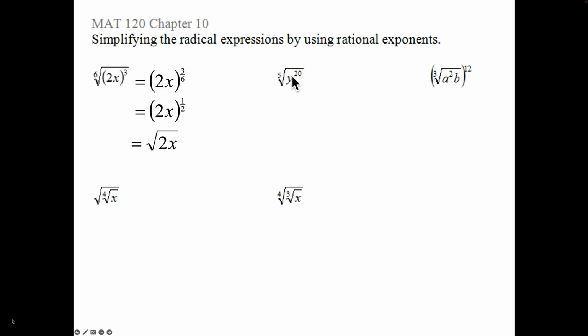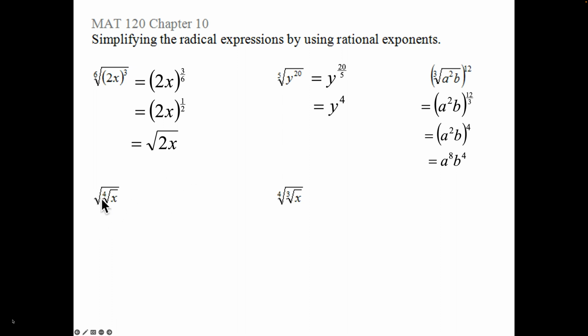The fifth root of y to the 20th power. Okay, 20 over 5. 5 goes into 20 4 times. There's my answer. Or the 'goes into' rule: the 5 root goes into the power 4 times. All right, here we have the cube root of a squared b, all to the 12th power. Let's simplify the 3 and the 12. This would be a squared b all to the power of 4. Distribute the 4 to the powers: a to the 8th, b to the 4th. All right, oh my gosh.